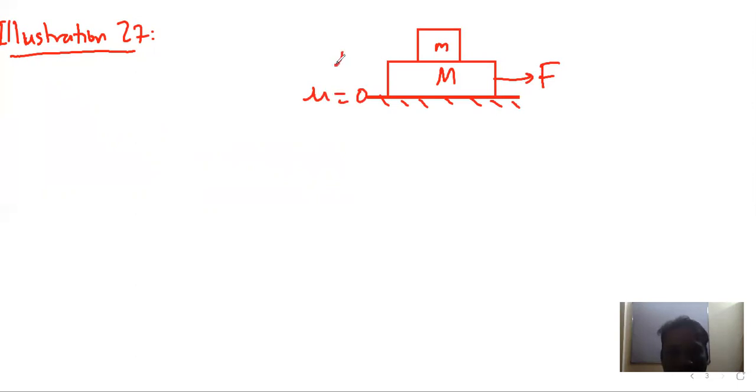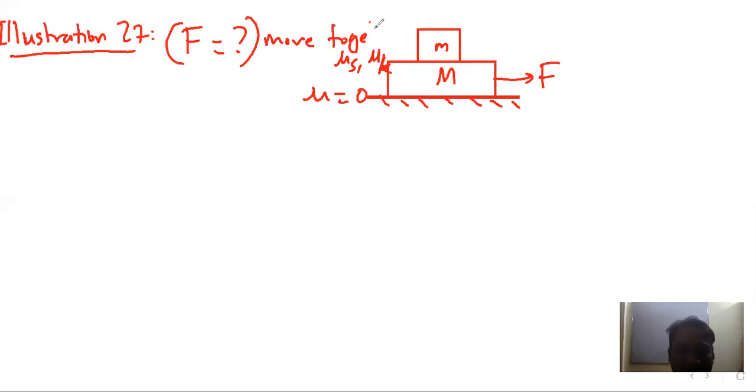Between small m and capital M, we have mu s and mu k. These are the values of coefficient of static and kinetic friction. So we have to find the maximum value of capital F so that they both move together. Both blocks move together. That means static friction acts. This is the first question in this question.